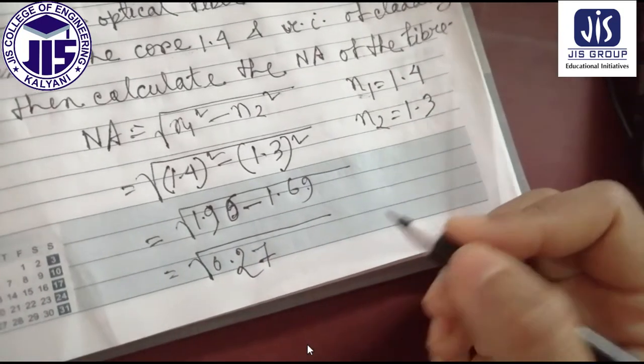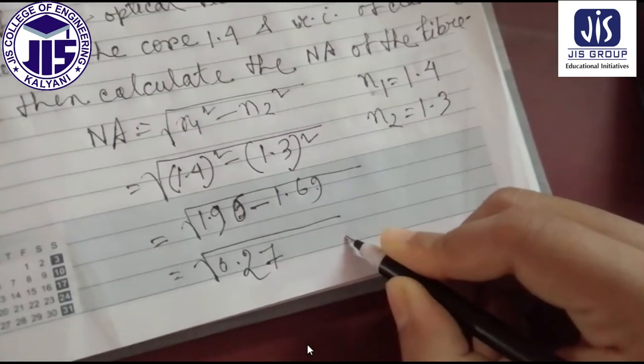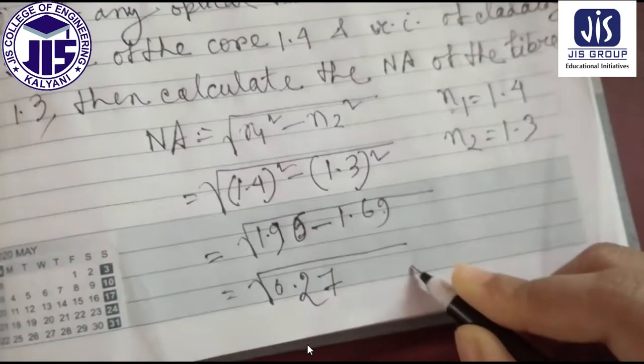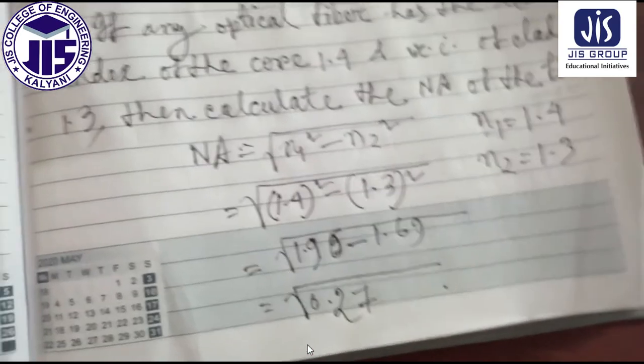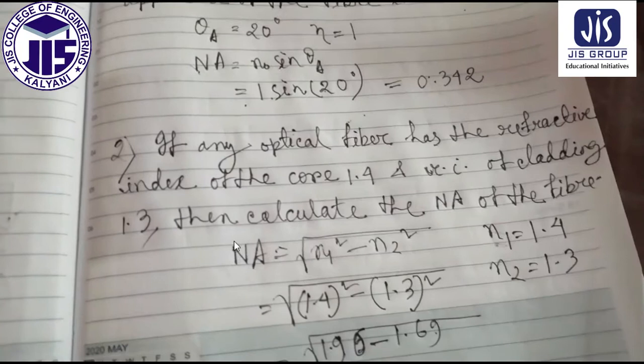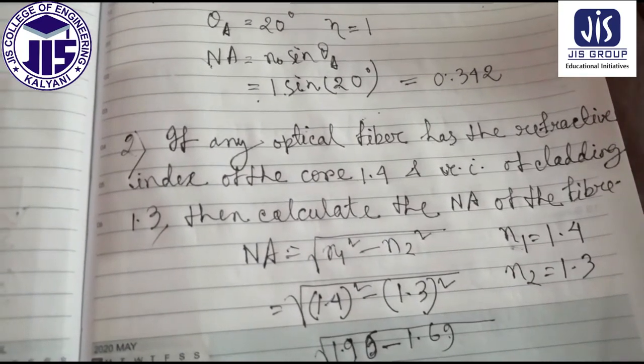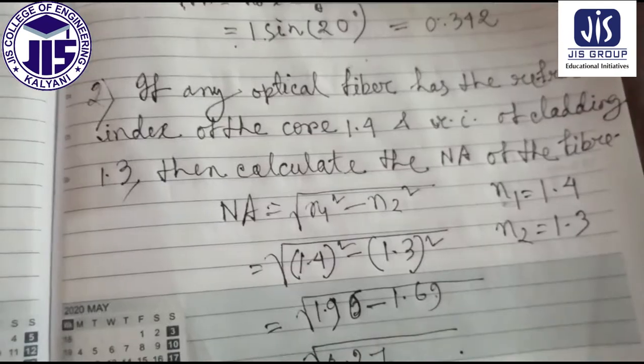0.27. So finally you find the answer, and that is your homework. Okay, so this is about the second numerical, and here also you have seen that you just have to put the values and then you can get the answer.